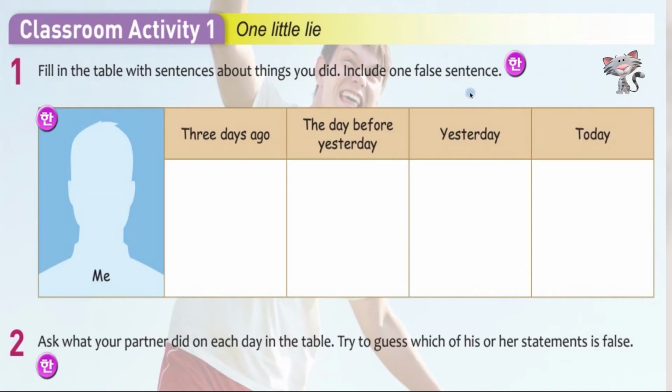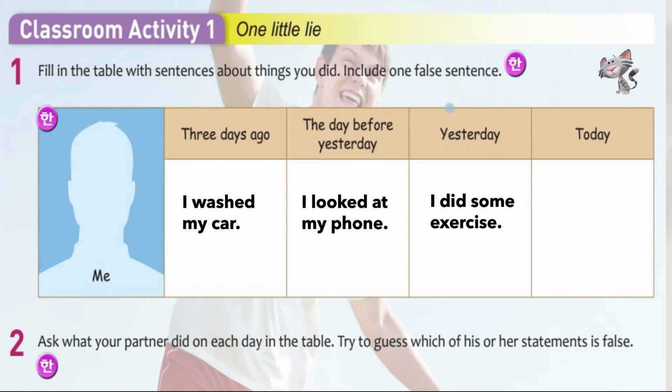Classroom activity, something we can do when we get back to the classroom. One little lie. We're just going to do a little practice here. So, Yonghee, don't answer. I'm going to say some things about me, all right? Guess which one is a lie? Which one is the false sentence? Here we go.